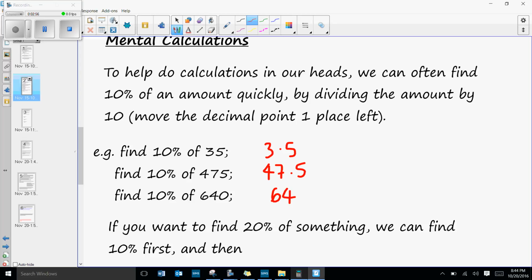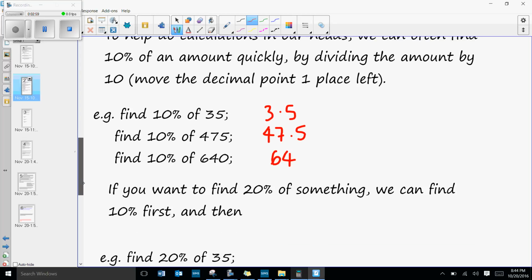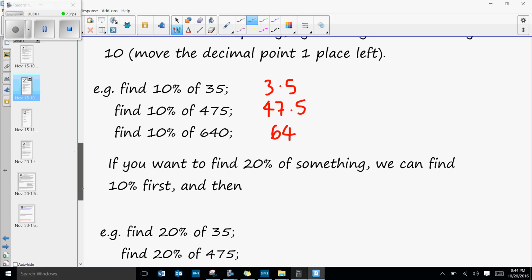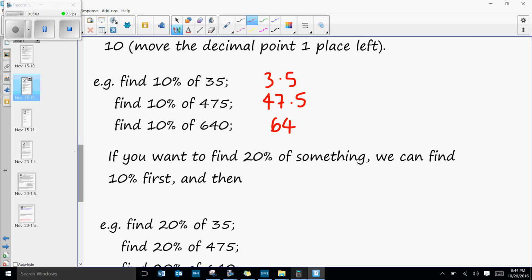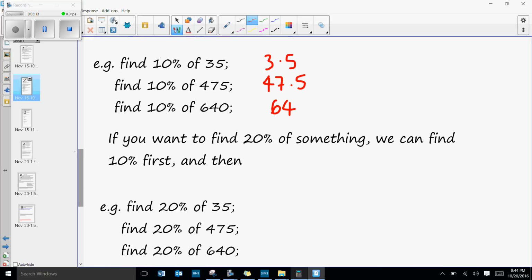Now, 10% was very quick, very easy. To find 20%, if we know the value of 10%, we can multiply that by 2. So to find 20% of 35, we're going to take our 10% and multiply by 2, which gives us 7.